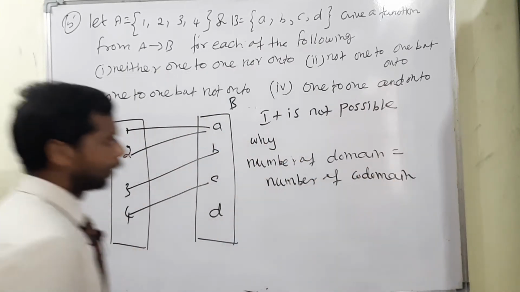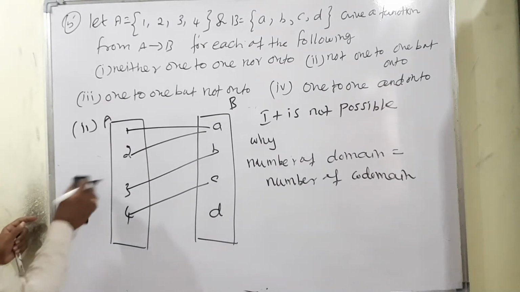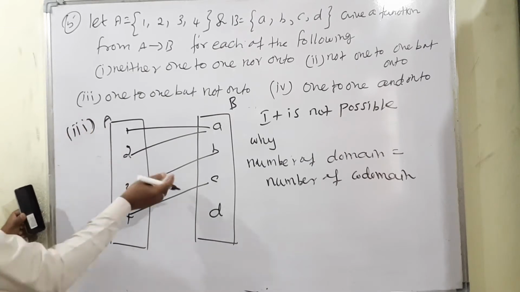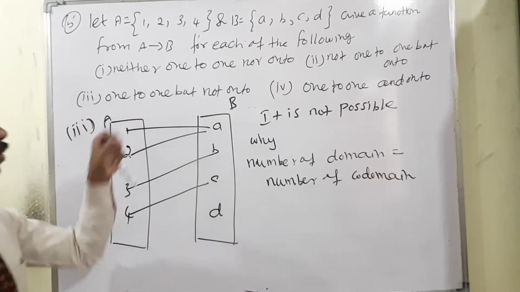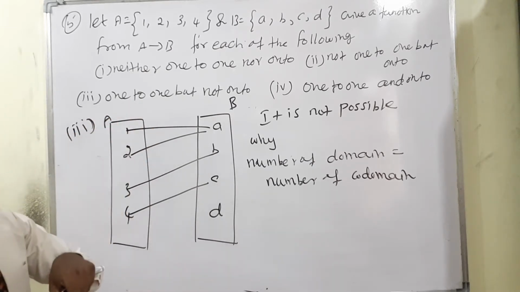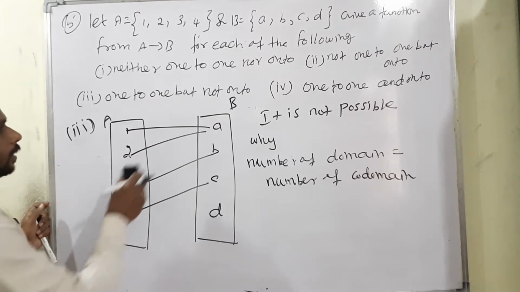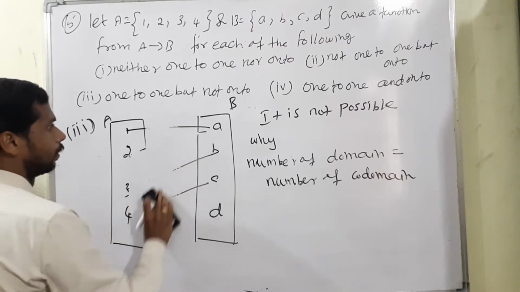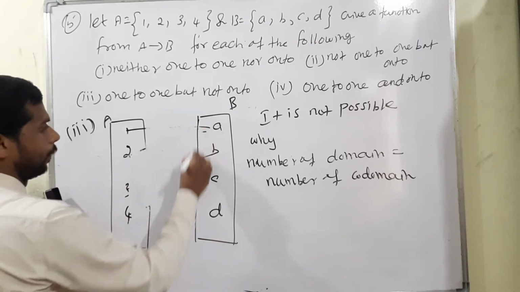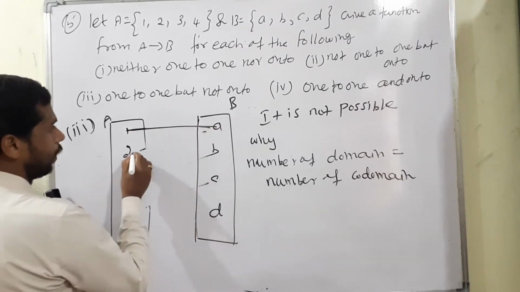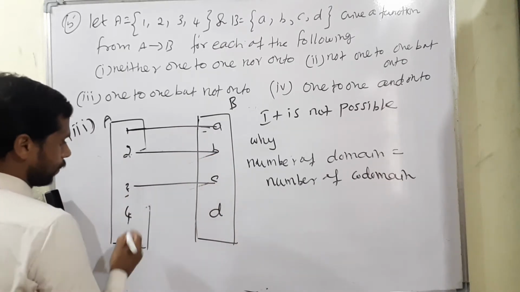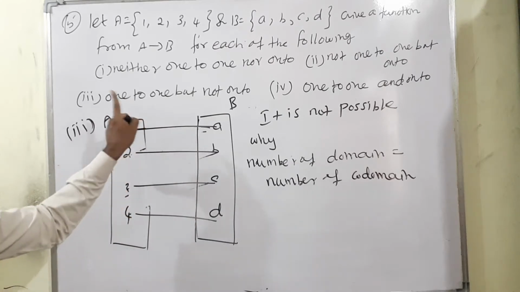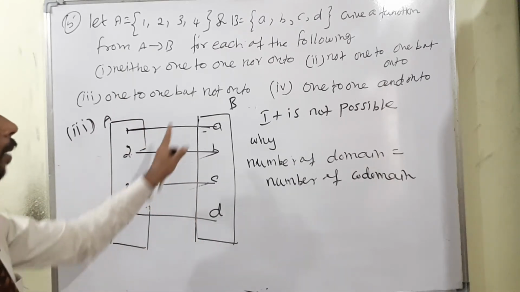I am moving to subdivision 3. I think subdivision 3 also has the same images. So we have to show 1 to 1 but not onto. What is the meaning of 1 to 1? It means mapping 1 to A, 2 to B, 3 to C, and 4 to D. Here we have to show 1 to 1, but not onto.